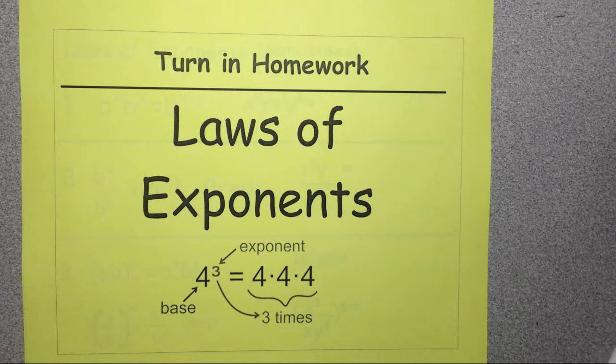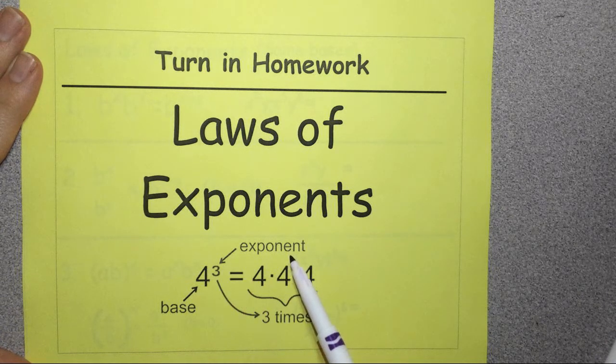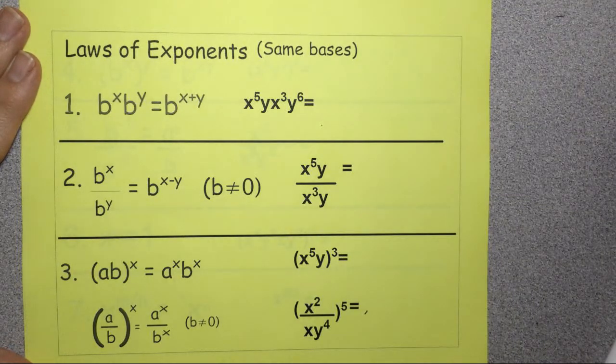Alright, so today in class we just reviewed our exponent rules, and before we started I just made sure that everybody was aware that whatever's being raised to the power is called the base, and the little number is called the exponent, and it represents the number of times that you multiply the base by itself. So we're going to review the 7 laws or properties of exponents.